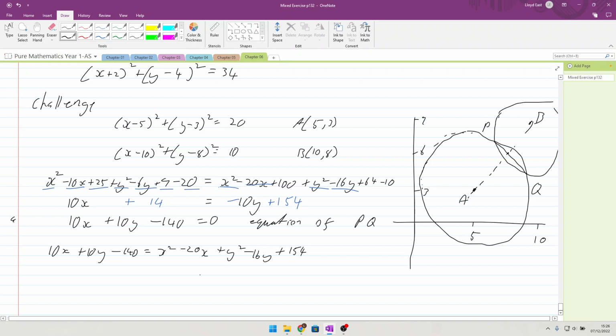Okay, so one equals the other. So the x squareds, let's take x squared over here minus x squared, we'll bring that across, plus 30x equal to, the y squared is still there, and we've got minus 16, now we've got minus 10, so minus 26y, and then we can put it all together, 140 plus 294.